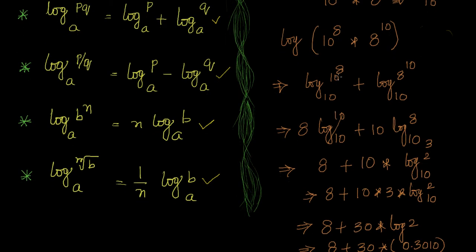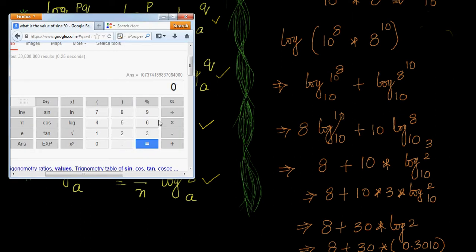Now I have simplified this. You can see that I have applied the first law here, then I have applied the third law here. Simplified that, it became 8 plus 30 into log 2. Let me check what that value is. So I have to simplify the logarithm of 2 into 30 plus 8. This is nothing but 17.030899, whatever it is.